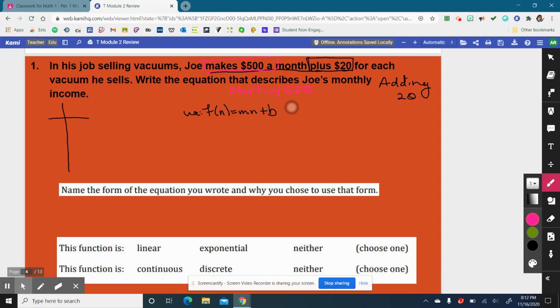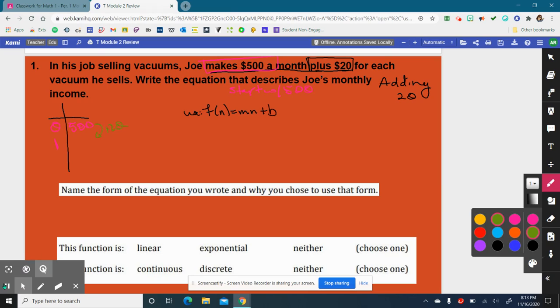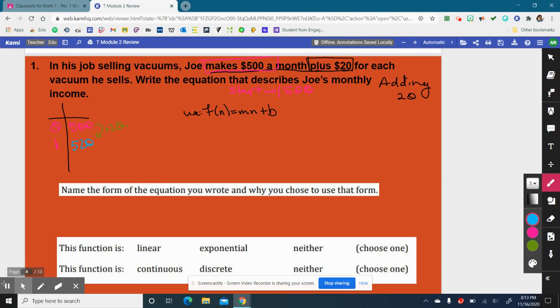Which we should hopefully be comfortable with now. So Mr. Joe, no matter what, he's going to start with 500. If he sells one vacuum, then he gets $20 more, so his new value in the table is $520. If he sells two vacuums, he's going to add another $20 to his monthly income, so now he's at $540. If you don't know that you need to use this equation, maybe write out the table.